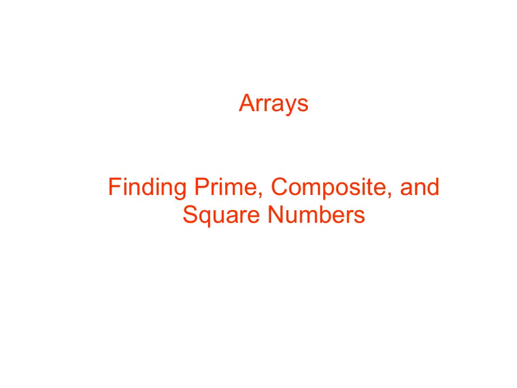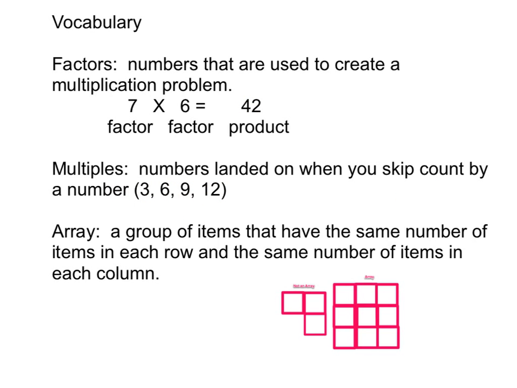In order to understand the concepts behind multiplication and division, it is important to first start with the understanding of what an array is. Factors are numbers that are used to create a multiplication problem. In the example below, 7 times 6, the 7 and the 6 are factors, and they equal the product of 42. The product is the answer to a multiplication problem.